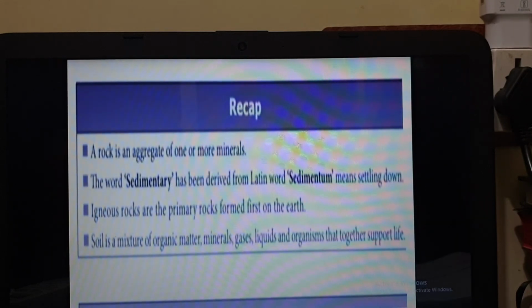So I'll just recap it. The rock is an aggregate of one or more minerals. The word sedimentary has been derived from the Latin word sedimentum, meaning settling down. Igneous rocks are the primary rocks formed first on the earth. Soil is a mixture of organic matter, minerals, gases, liquids and organisms that together support life.